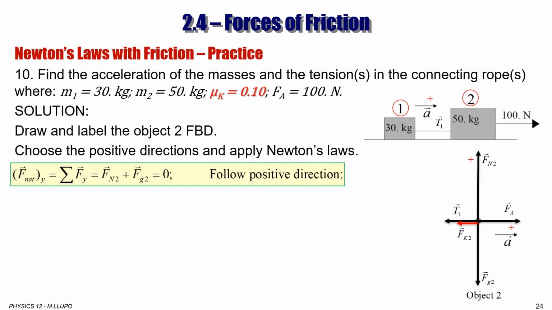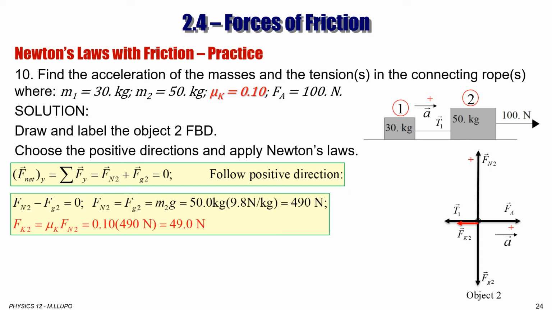And on the y-axis, it's easy because it's not moving. It's the first Newton law. So sum of all forces is equal to 0. Although we follow the positive direction, that means Fn2 is equal to Fg2, which is equal to m2g, and we can plug in those numbers and find Fn2 is 490 Newton. Fk2, the same way as we did before, is equal to mu k Fn2, that is equal to 49 Newton.